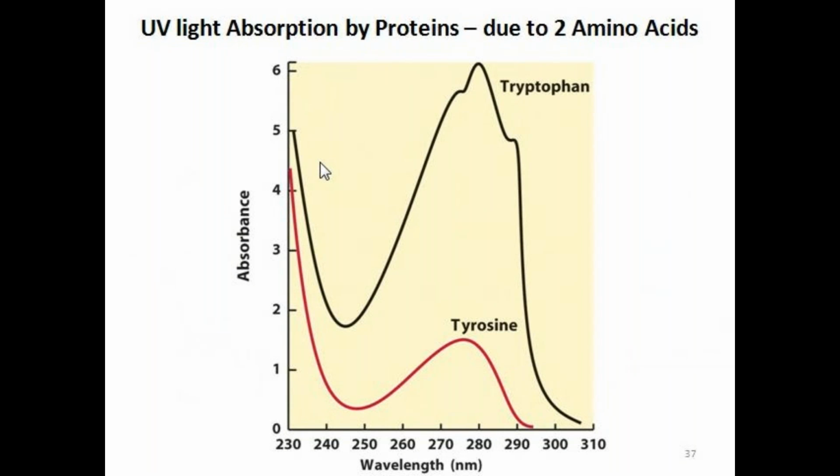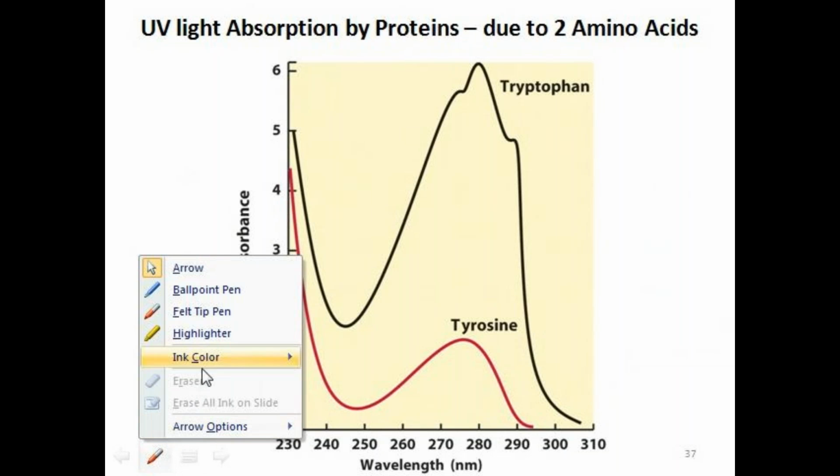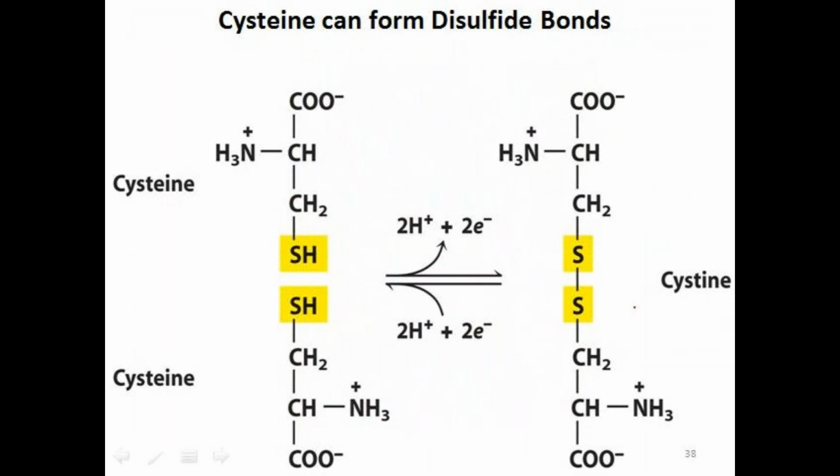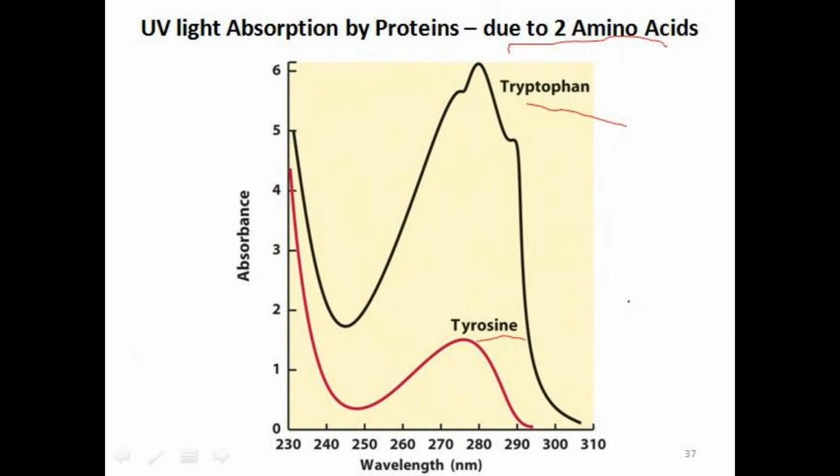And here this mainly involves the absorption of UV light. UV light absorption occurs in proteins. Mainly two amino acids are responsible for the UV light absorption. What are the two amino acids? Tryptophan and tyrosine. These are mainly responsible for the absorption of UV light.